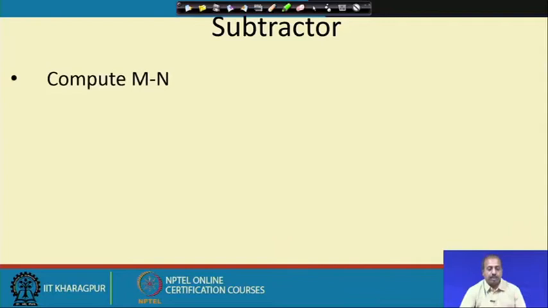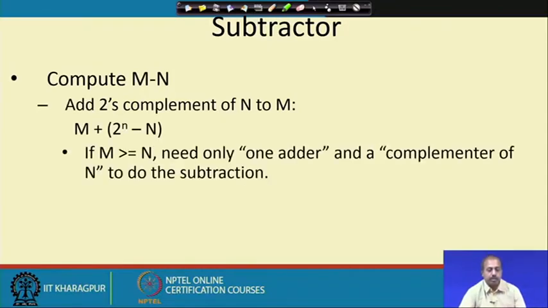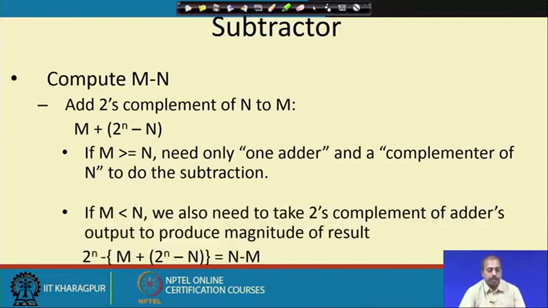On the other hand, for a subtractor, if you want to compute m minus n, from our knowledge of number theory, we know that we have to add the 2's complement of n to m. So, that is m plus 2 power n minus n. Now, if m is greater than or equal to n, in that case we need only one adder and the complementer of n to do the subtraction. We take the 2's complement of n and do the addition, and that will give me the subtraction.